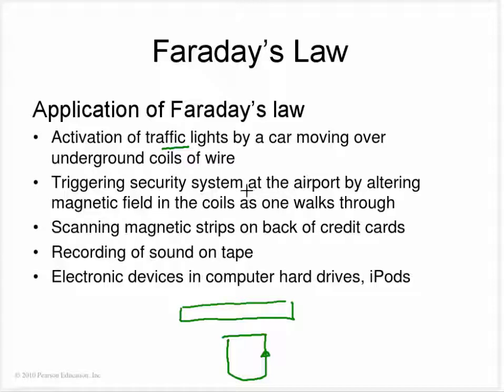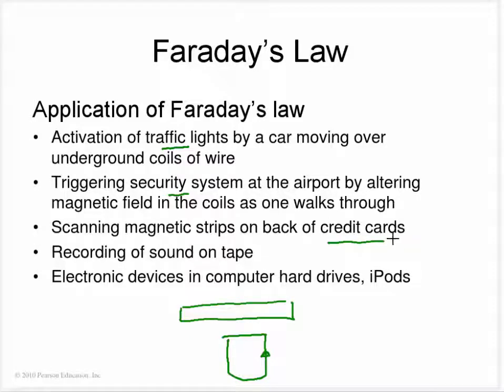Nowadays, most of those guys just use traffic cameras. This is more or less how that security system in the airport works. If you have some metal in your pocket, you walk through it. It's got a magnetic field. You put some metal into that magnetic field, and bada boom, you have some change. You're going to have some induced current, and it can sense it.